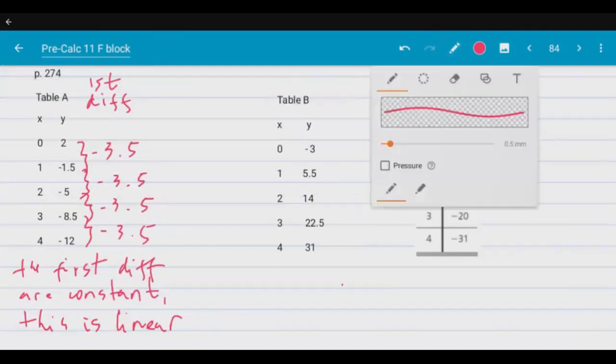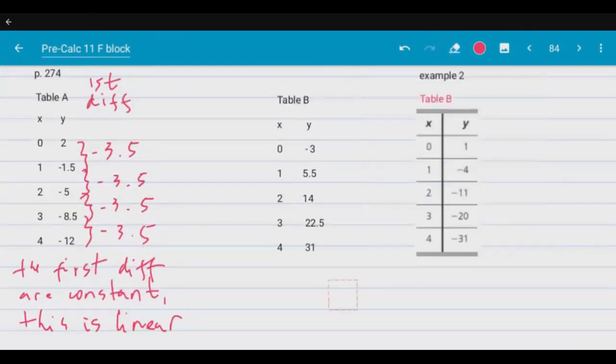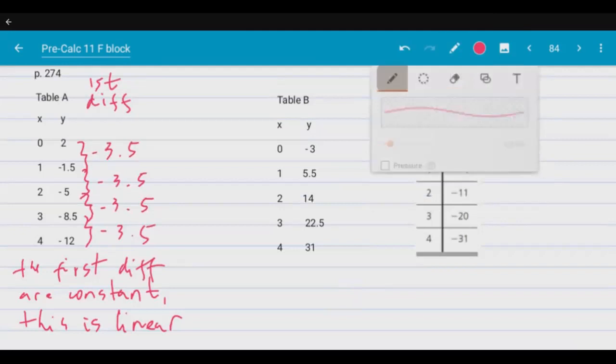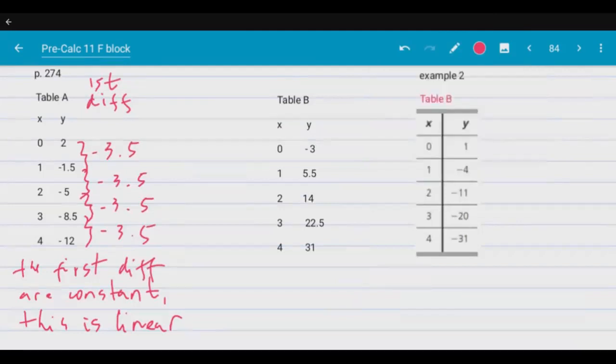Now, let's look at a quadratic. So we have already seen what a linear one is. So I'll do the second example in the book. This one, table B, is the second check your understanding. But I'm doing the second example instead, which you will see in the book. So this is what I'm going to do.